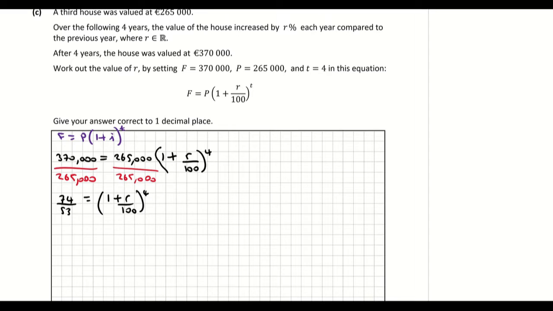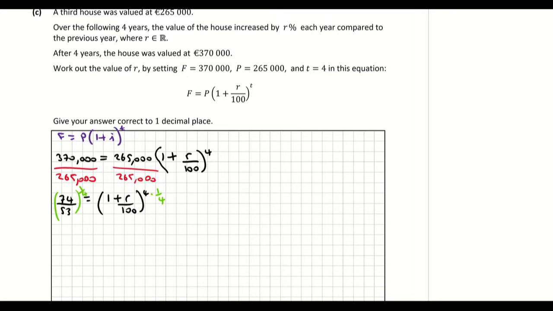Or we can multiply both sides to the power of 1/4, because what I'm going to do here is multiply 4 by 1/4, and when you multiply 4 by 1/4 you get 1. So that's what I'm going to do to both sides. I'm going to multiply the power here by 1/4, and if I do that to the right, I need to do that to the left. So I'm putting this to the power of 1/4.